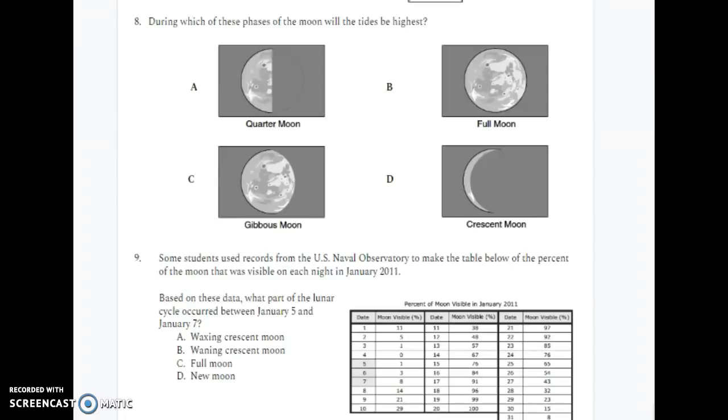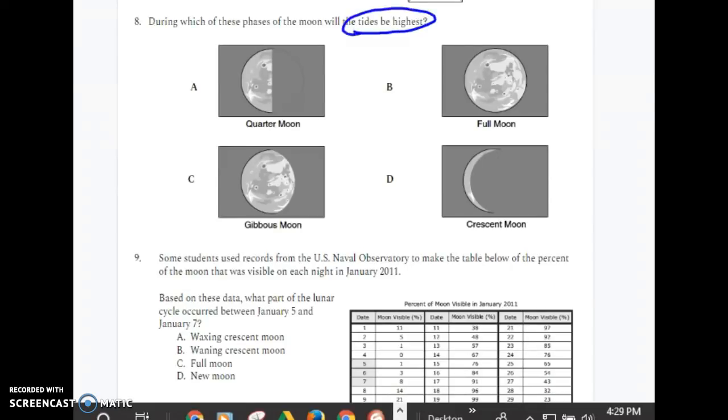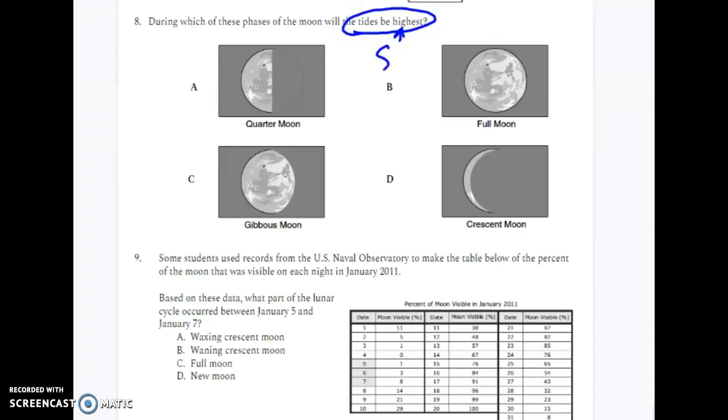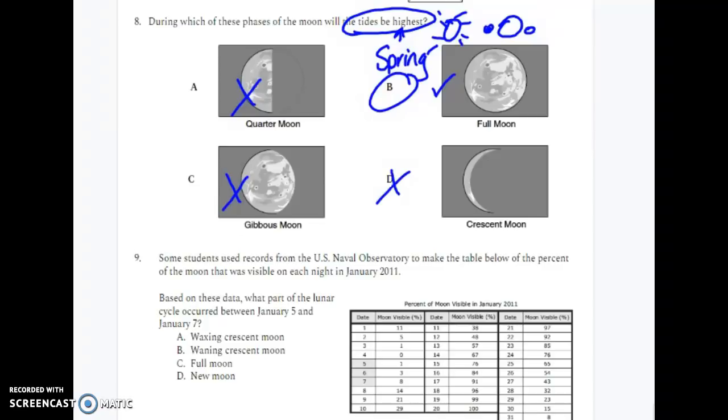Okay, number 8. During which of these phases will the tides be the highest? We've already discussed high tides must be the spring tides. Spring tides are your strong tides, they're the higher highs and the lower lows. That's only going to occur when the sun, here's our sun, the earth, and the moon are in a line, which is either during the new moon or during your full moon. So here we have a quarter moon, that's not going to be our answer, a gibbous. Here we have a full moon, I like that one, and this is a crescent moon. So B is definitely going to be our answer.